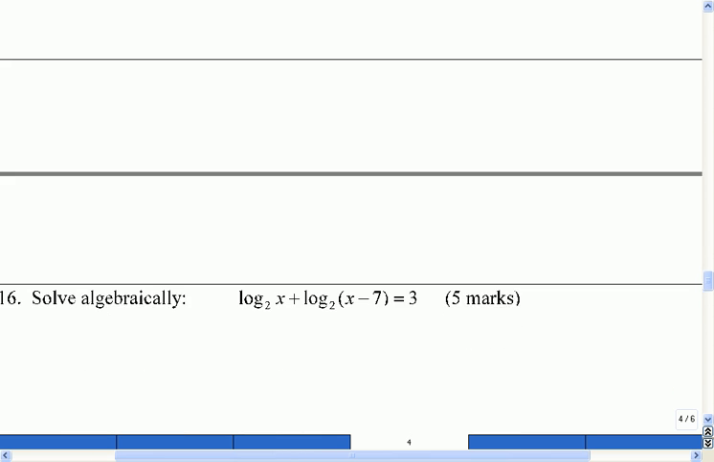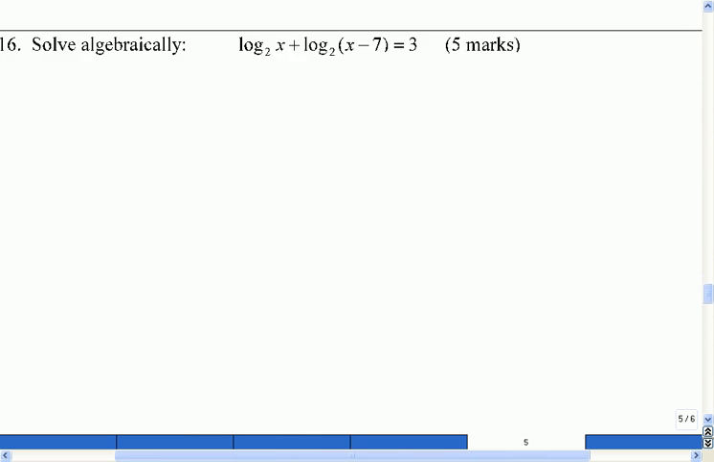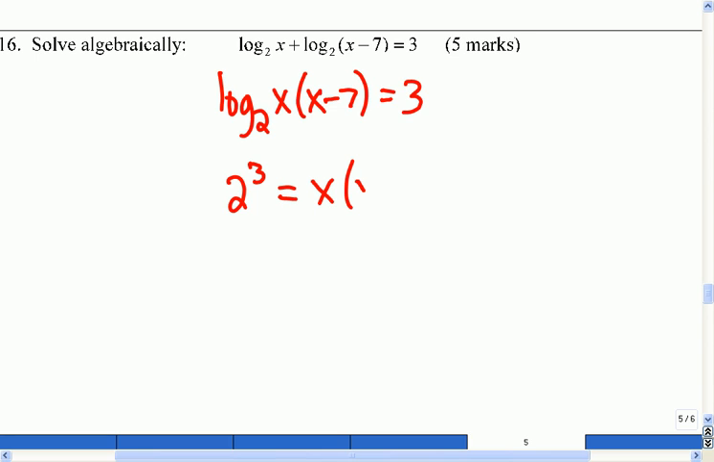So there's just a couple of written questions left. Again, another typical written question, solving a log equation. In this instance, the bases are the same, so I can combine it with multiplication. If I rewrite it as an exponent, 2 cubed equals x times x minus 7. So 8 equals x squared minus 7x.